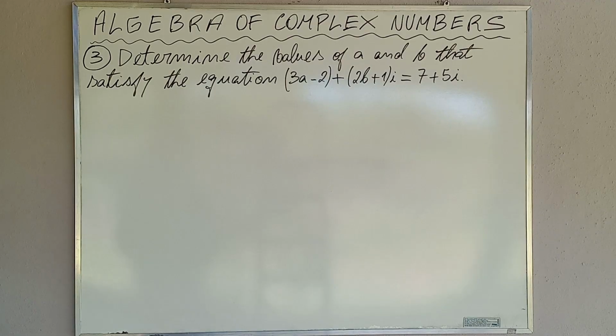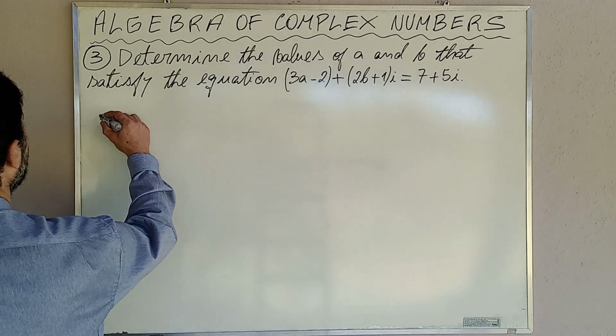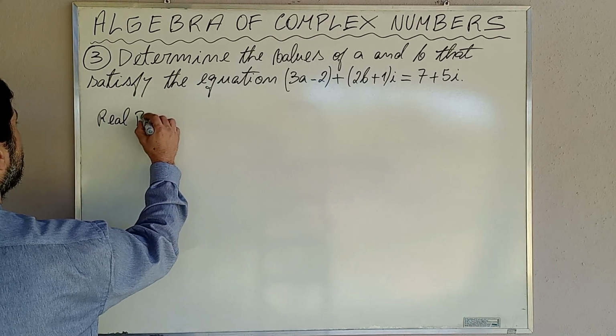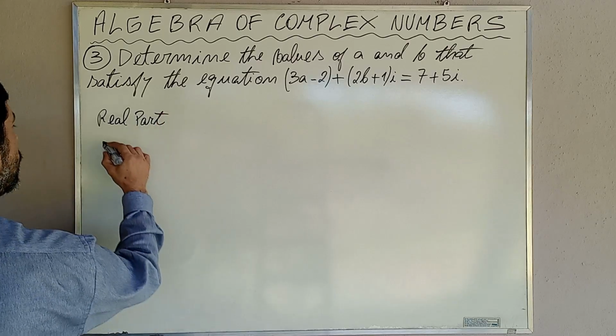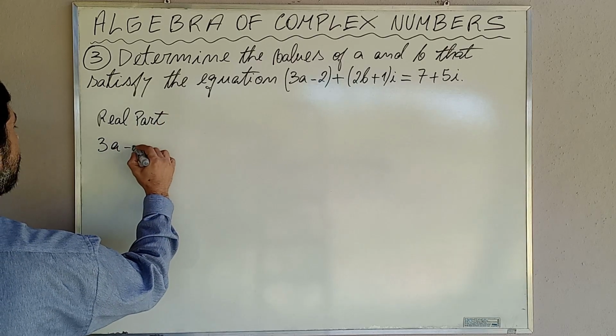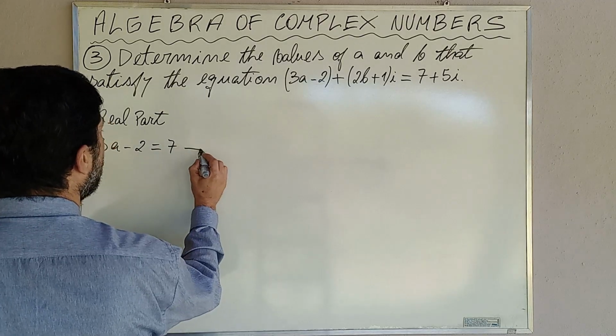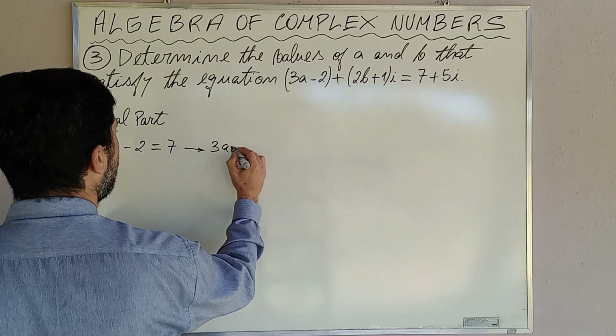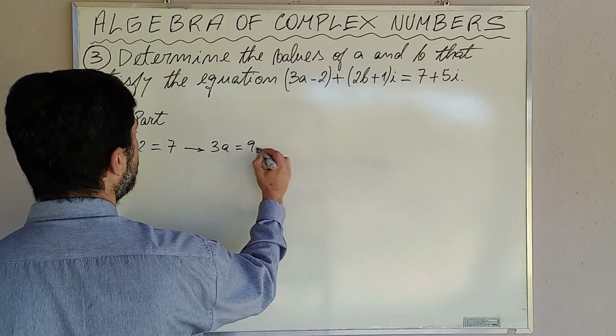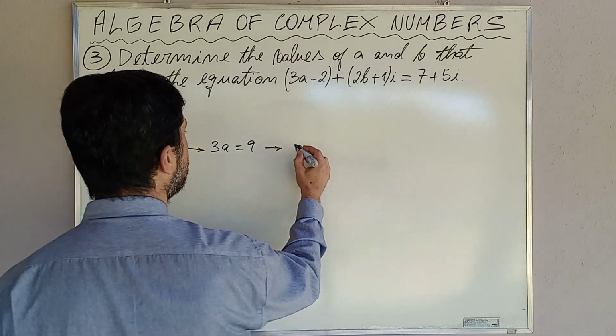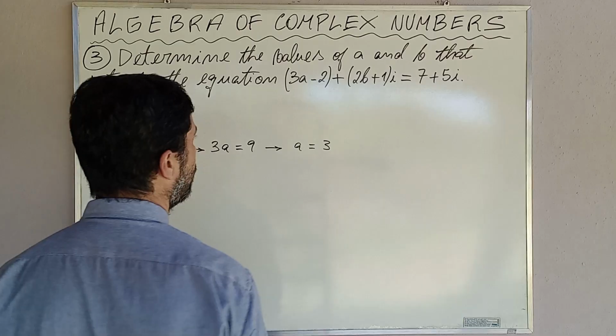Two complex numbers are equal if and only if the real parts are equal and their imaginary parts are equal. In this way, the real part 3a minus 2 has to be equal to 7. 3a has to be equal to 9, from which we get that a is equal to 3.